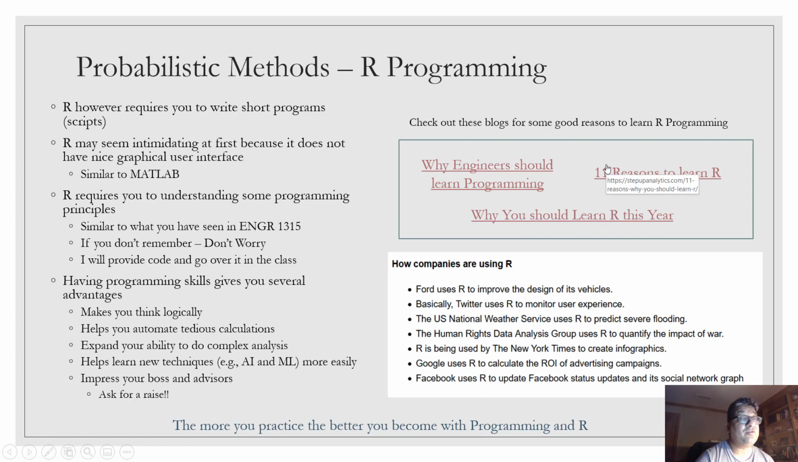There are many companies that use R. Ford uses R to improve the design of its vehicles. Twitter uses R to monitor user experiences. The National Weather Service, a government agency, uses R to predict flooding. Human Rights Data Analysis Group uses R to quantify the impact of war. R is used in the New York Times. So if you've read the New York Times and seen some of the infographics, they're being generated by R. Google uses R. Facebook uses R.